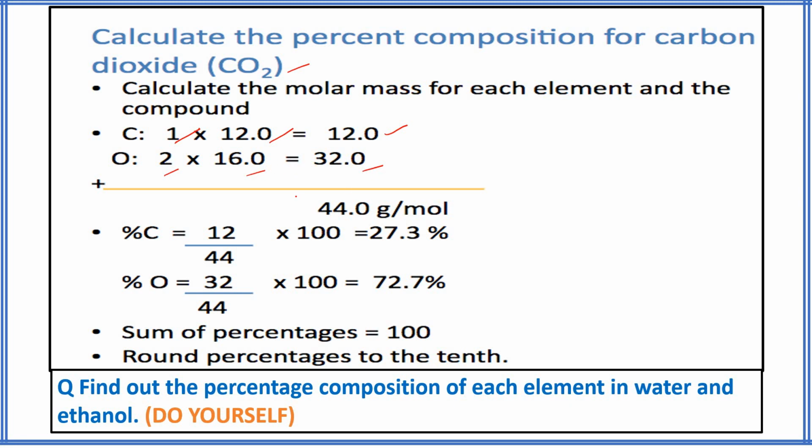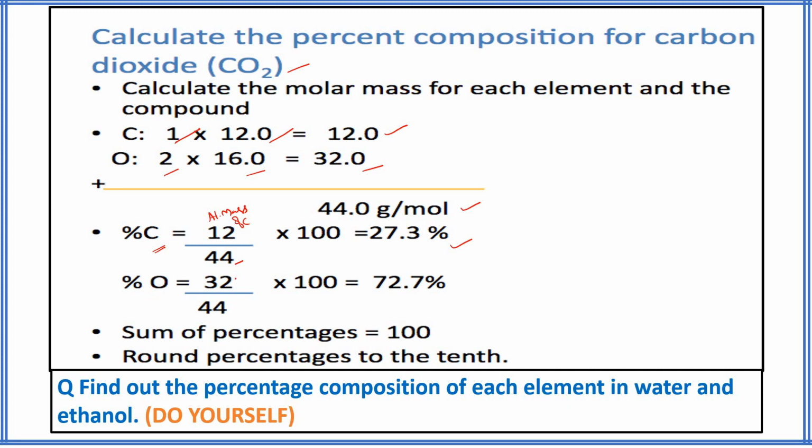Now the total mass of the molecule is what? 32 plus 12 is what? 44. Now to calculate the percentage of carbon: atomic mass of carbon, total atomic mass of that element in the given molecule. That is what? 12. And total mass of the given molecule 44. Into 100, you get 27.3.